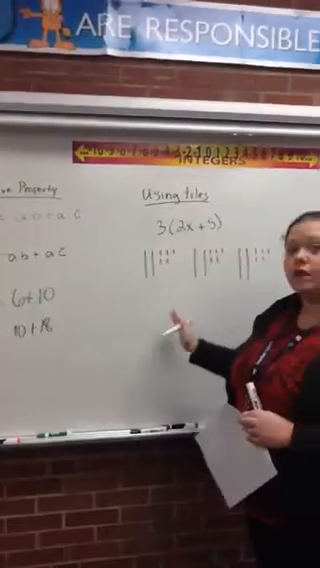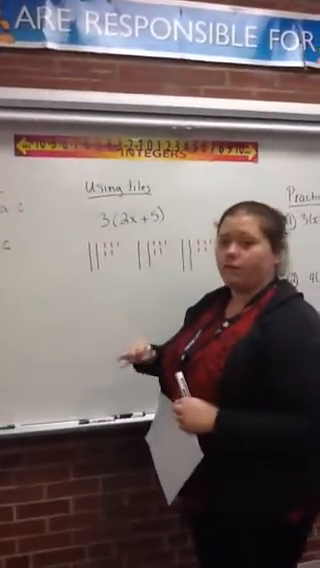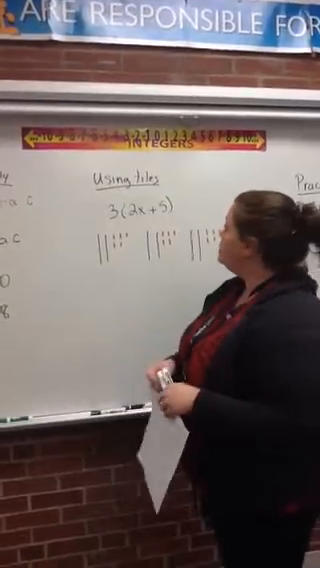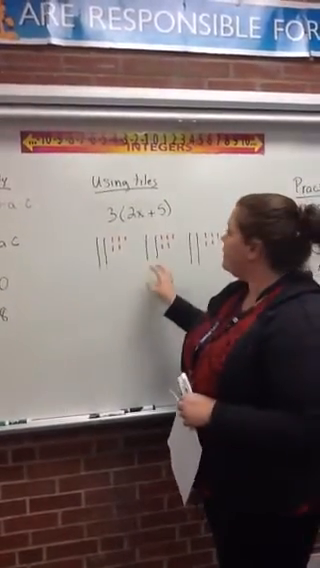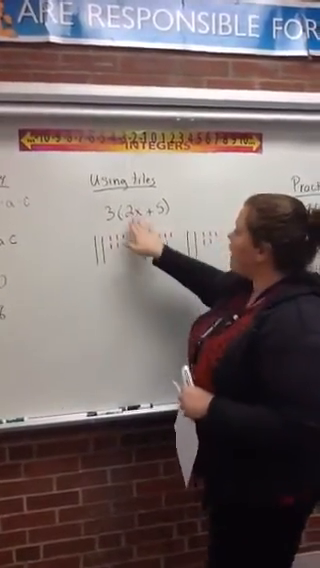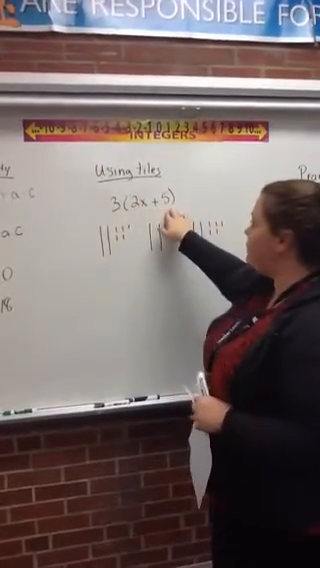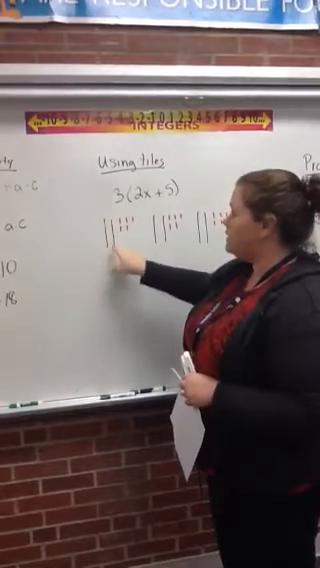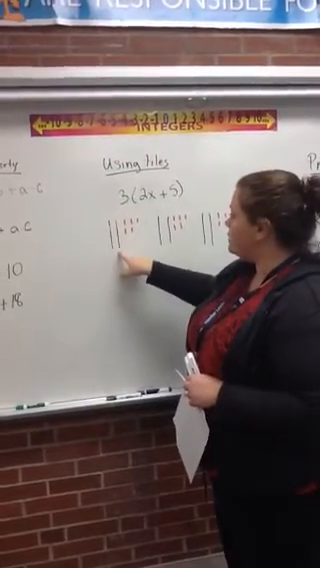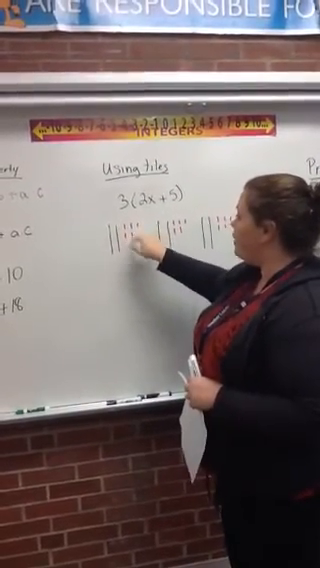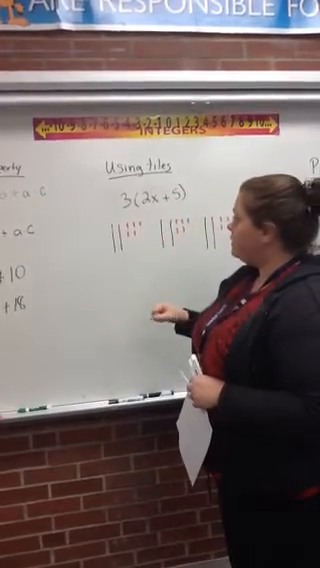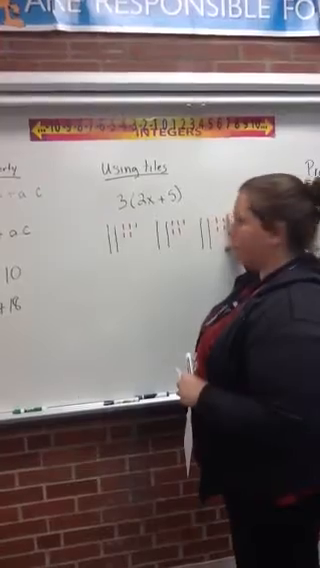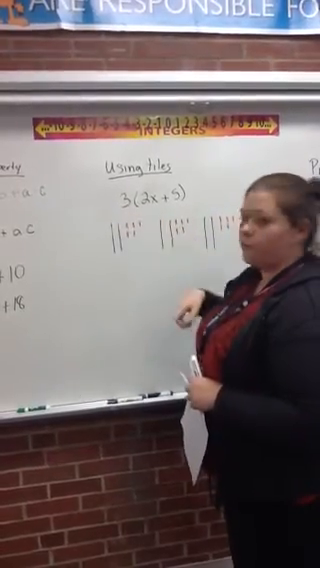If you are still unsure about how distributive property works, you can always use tiles. So here we have 2x plus 5. We're going to say that the x's are these black rods. There are 2 x's and 5 red marks. 2x plus 5. You need 3 of these because it says so on the outside.